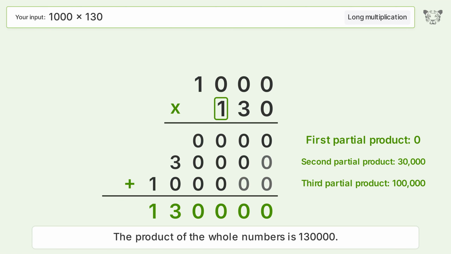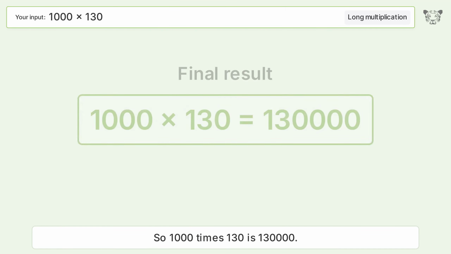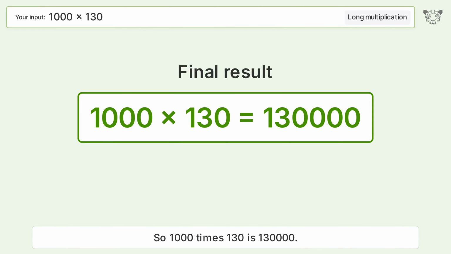The product of the whole numbers is 130,000. So 1000 times 130 is 130,000.